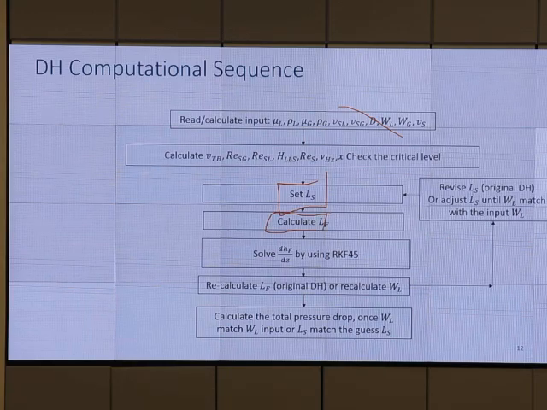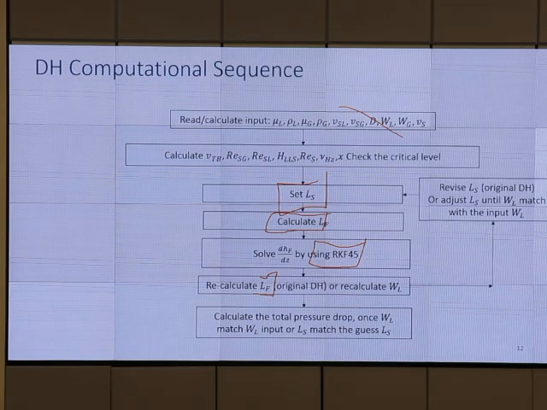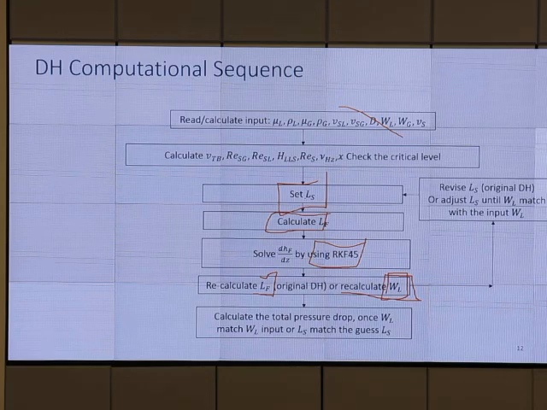So calculate LS, calculate film length, use RK45, recalculate film length, or recalculate WL. If you use my method, you will see that it doesn't match. Then you adjust for another LS and you get another WL and it doesn't match again. When you have 2 points, you draw the line and you find out what value of LS makes it match. Sweta, you understand this? Okay.